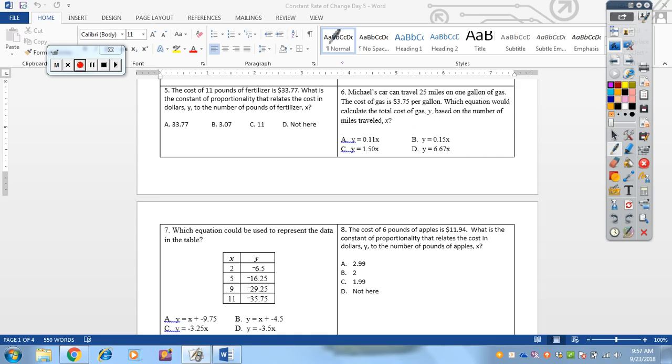Okay, number 5 says the cost of 11 pounds of fertilizer is $33.77. What is the constant of proportionality that relates to the cost in dollars Y to the number of pounds of fertilizer X? So every time you see that word constant, that is K equals Y divided by X. Write the formula, all letters, no numbers, write it down right away, right now, every time you see the word constant. And then we're going to replace Y and X with numbers.